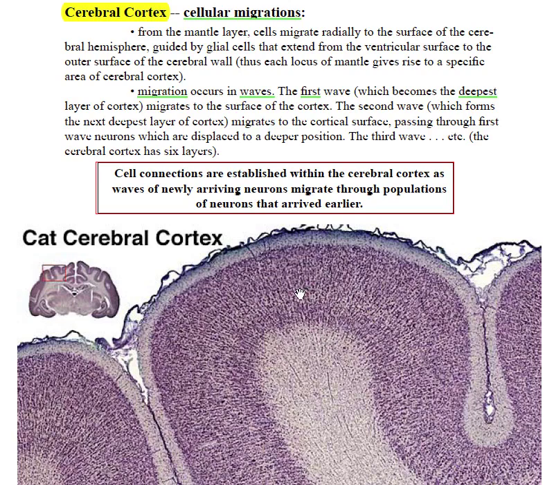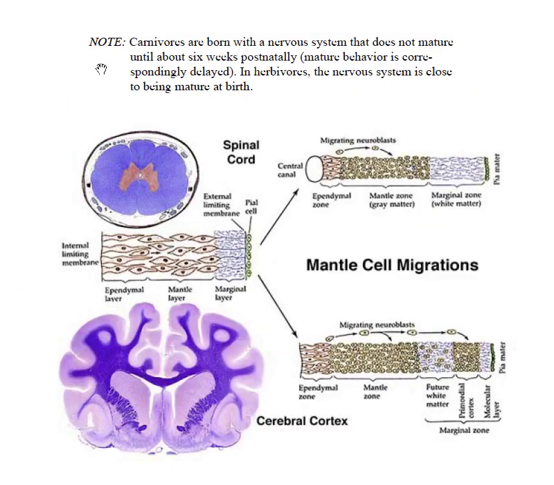And this process of forming connections creates columns of connected cells which become the functional units of the cerebral cortex, where all the cells within a column are connected to one another, and all of these respond to some feature of a stimulus as the functional unit of the cerebral cortex. It is worth noting that nervous system development continues in the neonate. It doesn't stop at birth. And that's particularly true of carnivores.